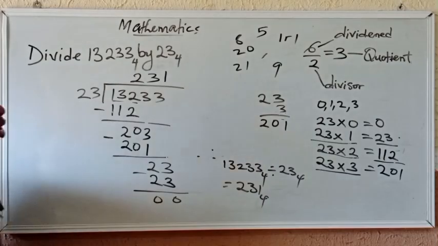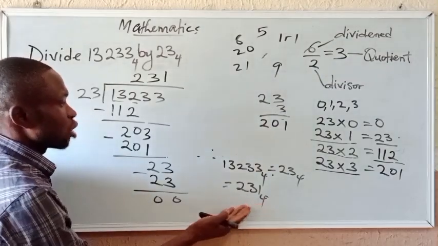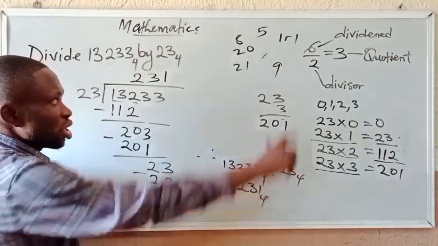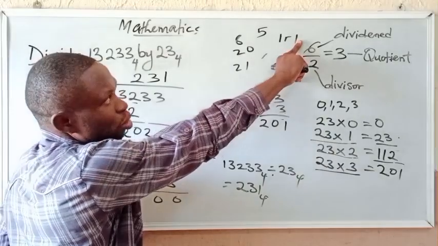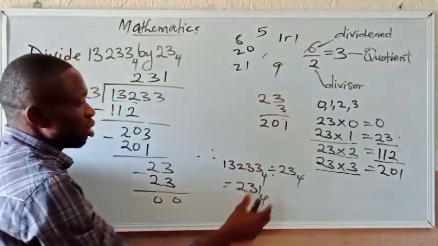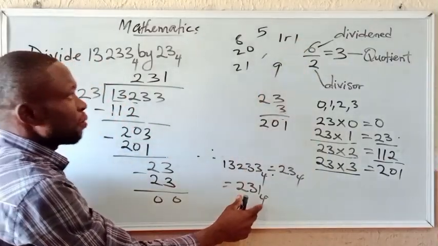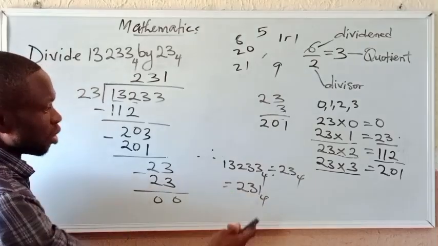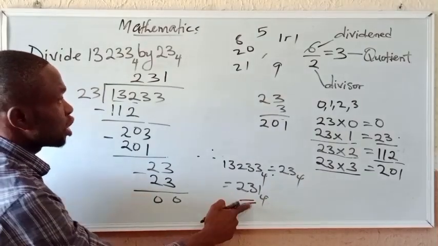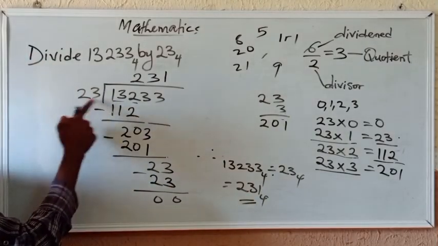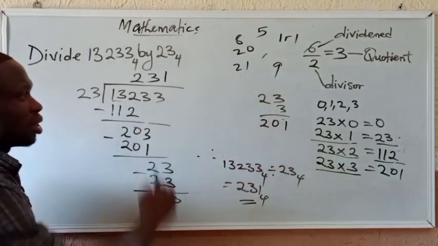Now, if we want to be sure that this is actually correct, all we need to do, just like I showed us here initially, is multiply our quotient, because at this level, this is our quotient. We multiply it with our divisor, and it will give us back our dividend.